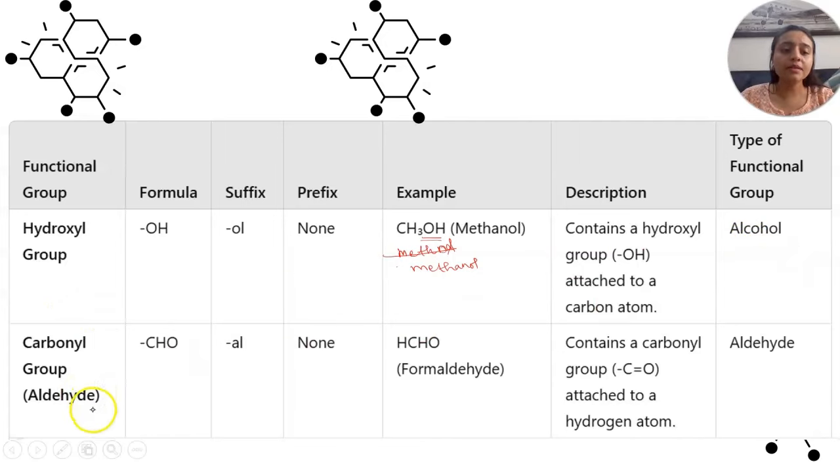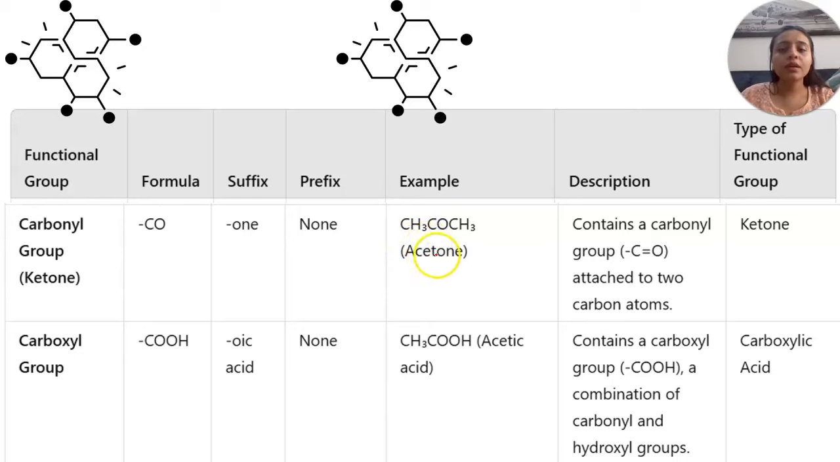Then the second one is the carbonyl group, which is aldehyde. Its formula is CHO. Wherever the chain has CHO at the ending, we will know that it is a carbonyl group, and its suffix is going to be al, and prefix is none. It depends upon the number. Then the ketone, which is usually present in between the hydrocarbon chains. So in the C-H bonding in between, you can see that this ketone group is present. For example, like this, if you can see.